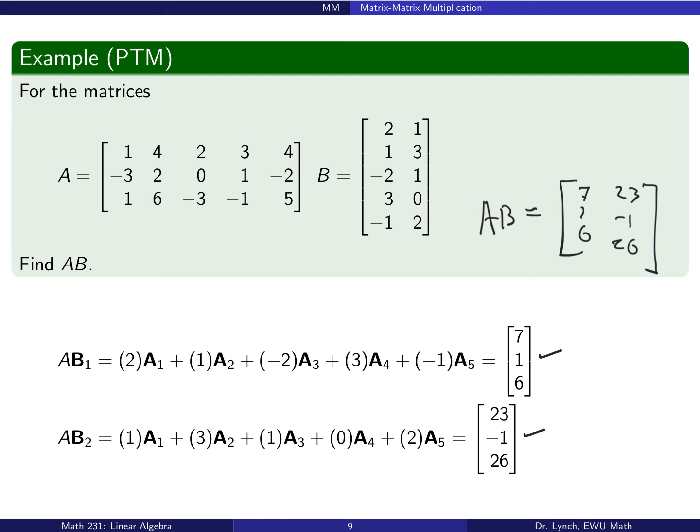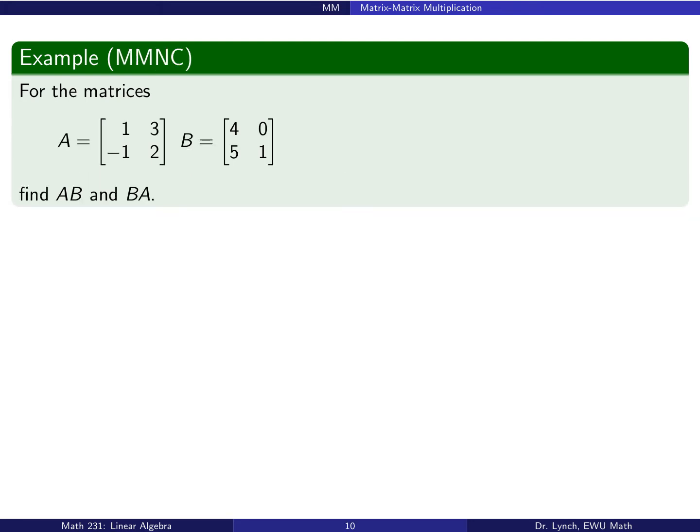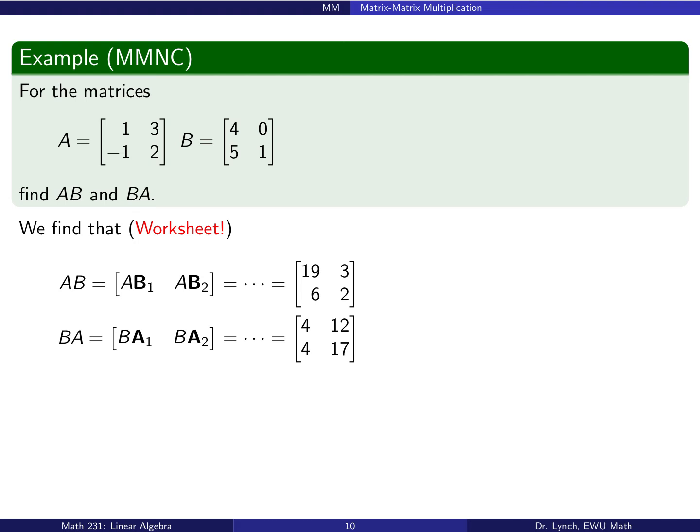So I'll give you an opportunity to work on this on your own. Here's an example of two matrices that are both 2 by 2, and we'll compute A times B as well as B times A. When you write that out and work through the details on the worksheet, what you should find is that AB is 19, 6, 3, 2, and that BA is 4, 4, 12, 7.